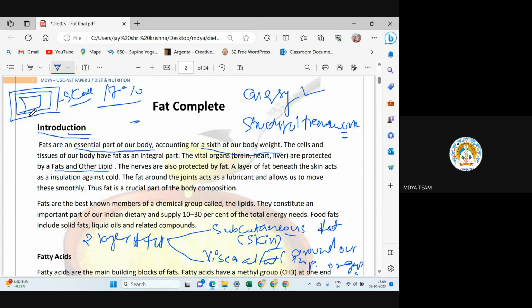Similar things happen with our kidney. First there is a hard covering of our ribs; kidneys are protected by our ribs. Under the ribs, kidneys are present. After that, there is a cushion of adipose tissue. Then kidneys are inside that cushion. So this packing is present in our whole body. This fat also acts as a cushion to our main vital organs, and this fat is known as visceral fat.